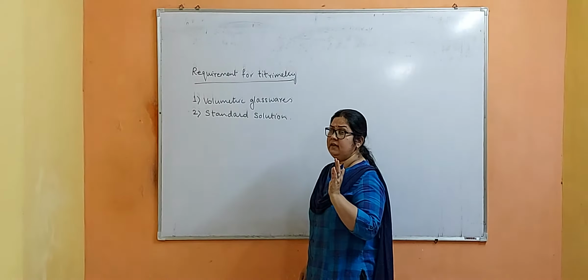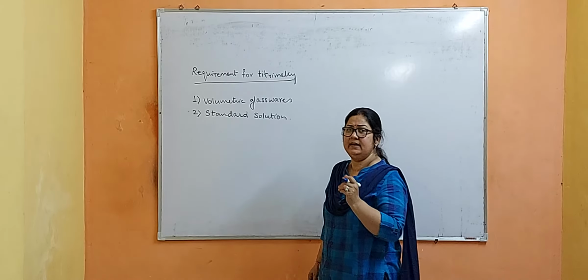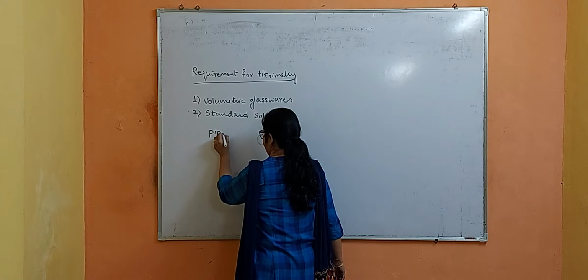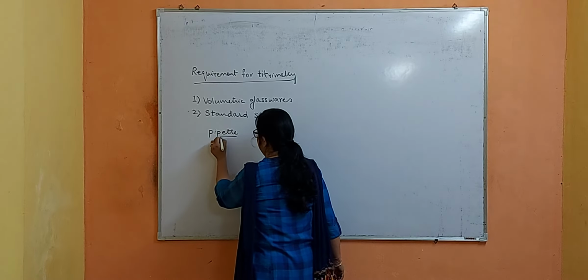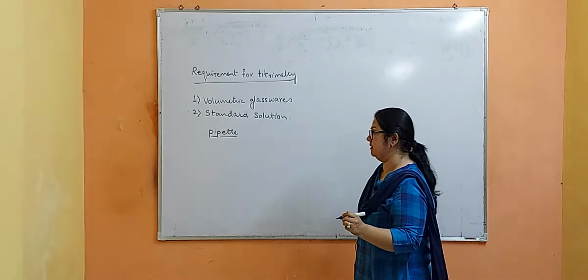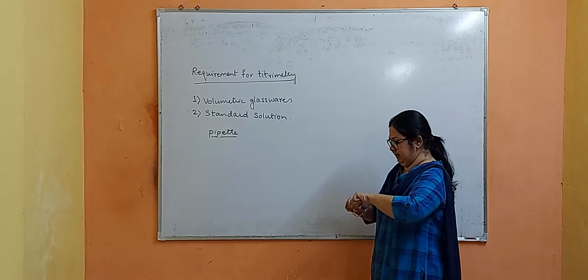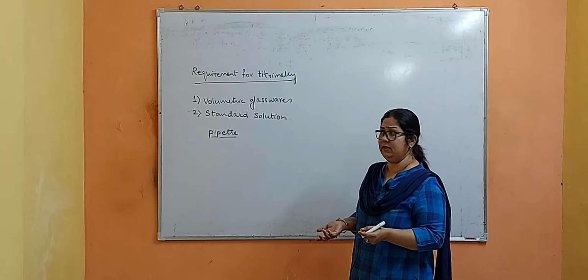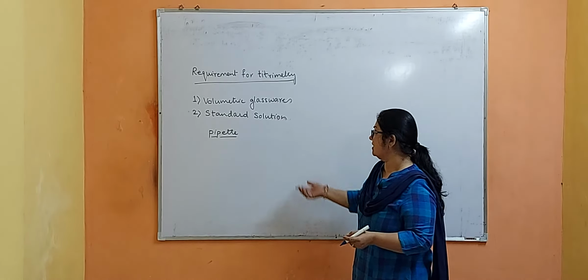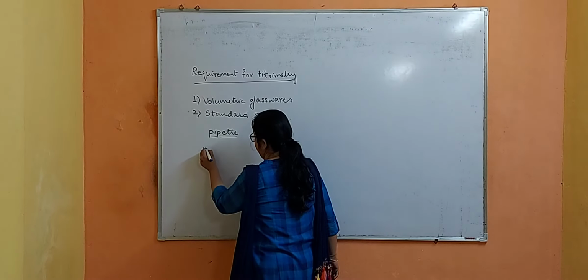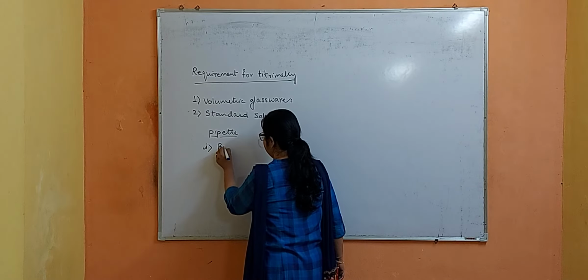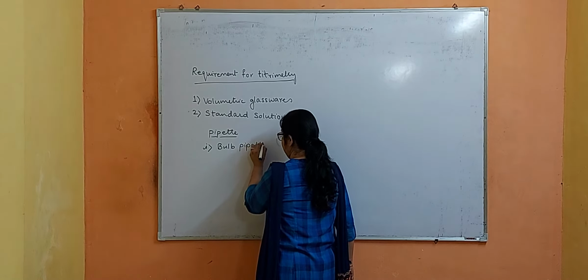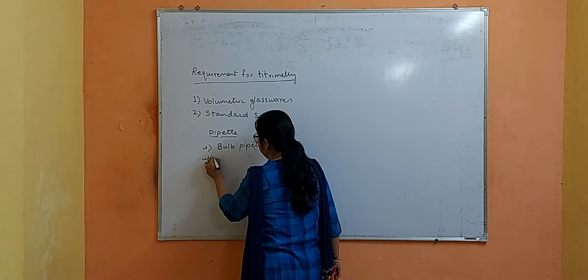But before beginning with the calibration of pipette, let's see what is pipette. I think all of you have seen in the lab what is pipette. Now it is used to deliver a fixed amount of analyte in the conical flask. These pipettes are of basically two types. First one is bulb pipette and second one is graduated pipette.